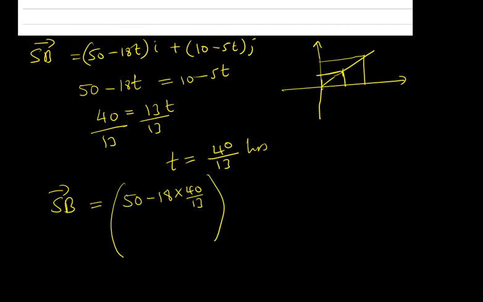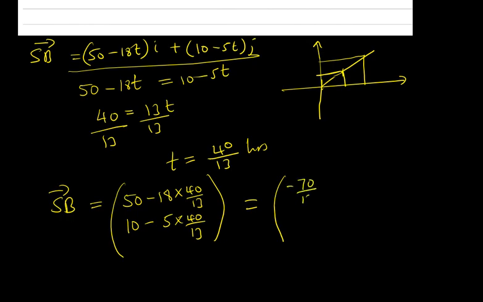Then we have 10 minus 5 times 40 over 13. So when you simplify this on your calculator, it has to give you the answer. Okay, let me just get it. 50 minus 18 times 40 over 13, it's giving you negative 70 over 13. I think they'll all give you the same answer. They have to be the same.